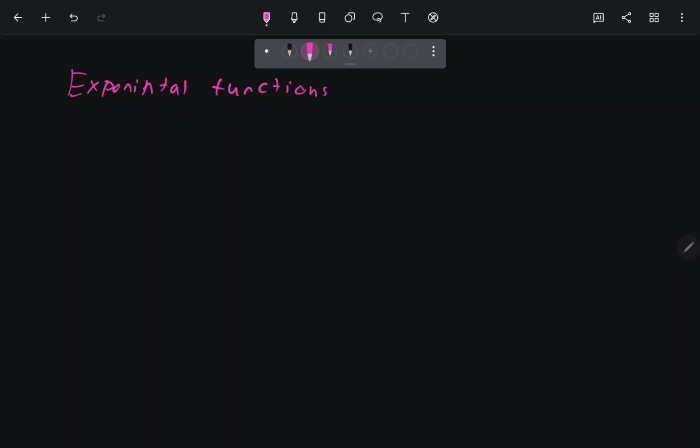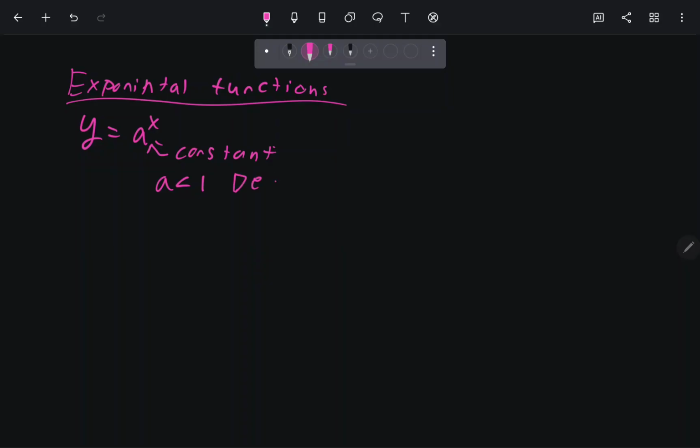Honestly, some of my favorites are here. I don't know why, they're just really nice functions to work with. So an exponential function is a function of the form y equals a to the x, where a is a constant. If a is greater than 0 but less than 1, then this is going to represent decay, or it's going to get smaller over time. If a is greater than 1, it's going to represent growth. The domain for all exponential functions is all real numbers.